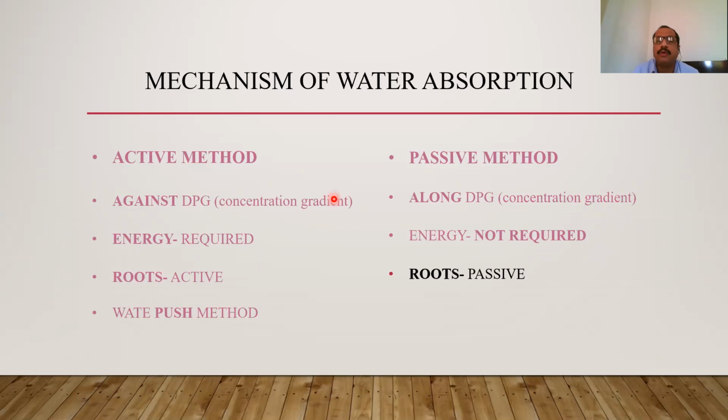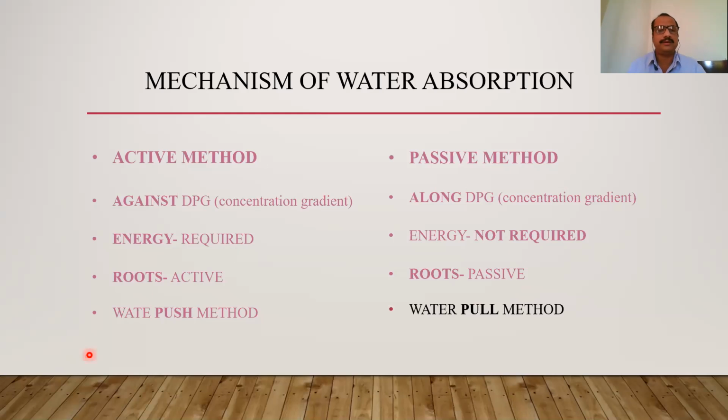Now, when it comes to water absorption, again, when the forces responsible for water absorption are set up in the cells other than those of the roots, that means roots remain passive here. The forces responsible are set up in the shoot system, in the aerial parts of the plant body. Where those forces develop, that we'll discuss later in the discussion of passive method. But at this level, when roots are active, the method is called active method of water absorption. When roots are passive, the method is called passive method of water absorption. When energy is required, the method is called active. When energy is not required, the method is called passive method.